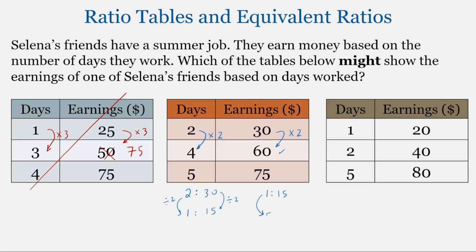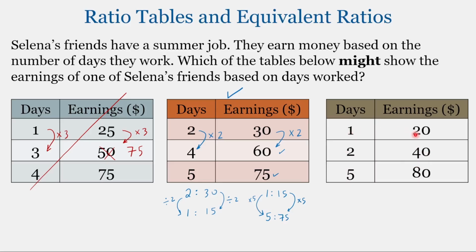and we know the first value is 5, so that means we're going to multiply this by 5. Multiplying 15 by 5, well, that is also 75. So this value works as well. So this second table may show the earnings of one of Selena's friends. Now let's look at this third table.